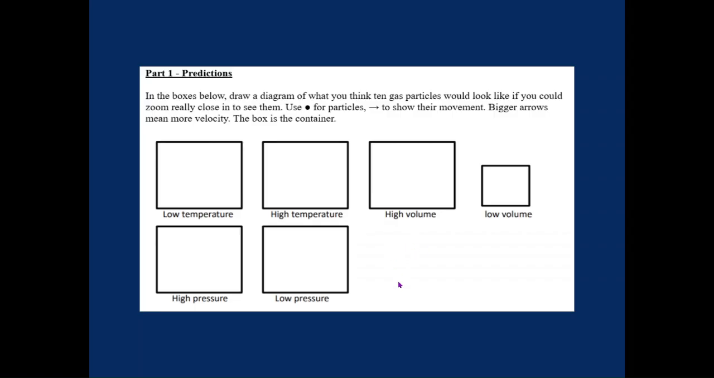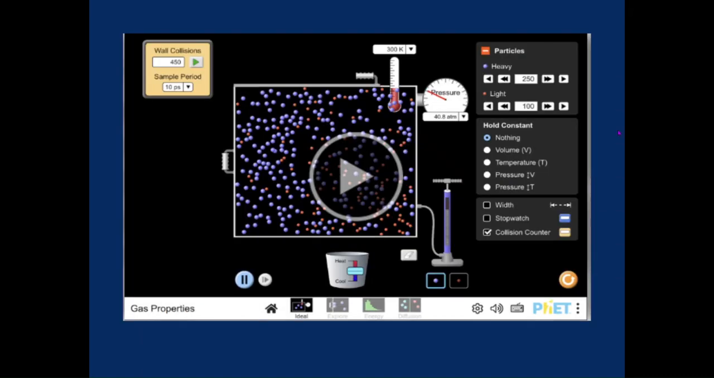Now that you've done that, you are going to take a look at the simulation. So there's a link on the worksheet. I'll also link it on Manage Back so you can get into it. And it looks something like this. And I'm actually going to jump into the simulation here in a second and show you some of the things that you can do in it. And then you're going to work through that worksheet and you're going to discover the relationship between volume, temperature, and pressure in a gas.